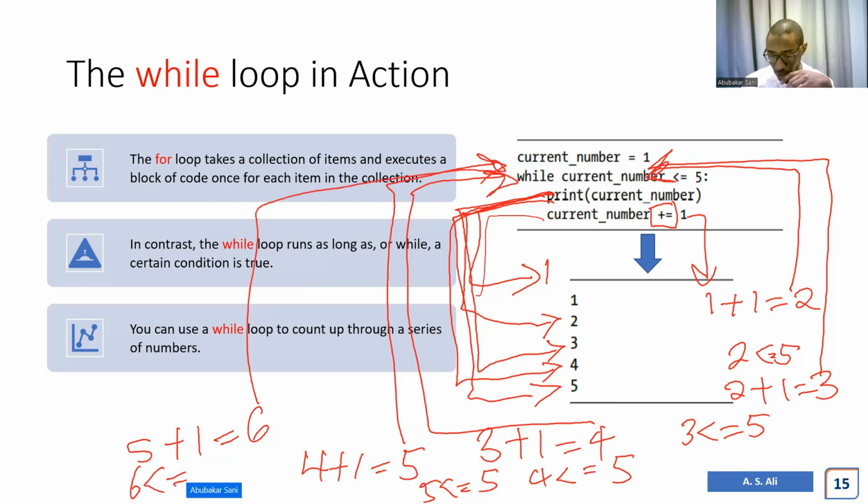And now this is not true. This condition is not true. Since this condition is not true, we are not going to print anything. So we are going to get out of the loop. The loop will terminate. Okay.